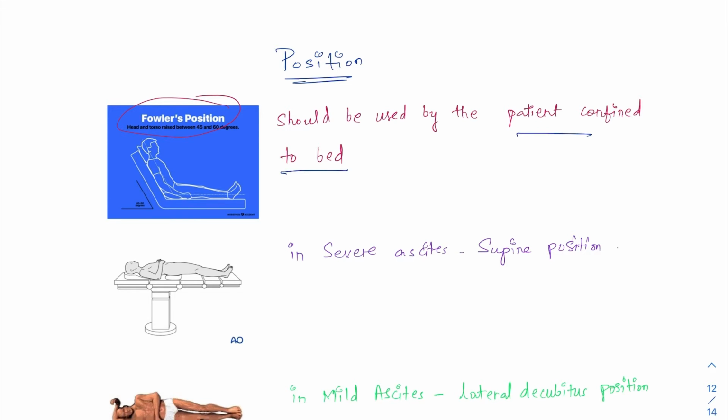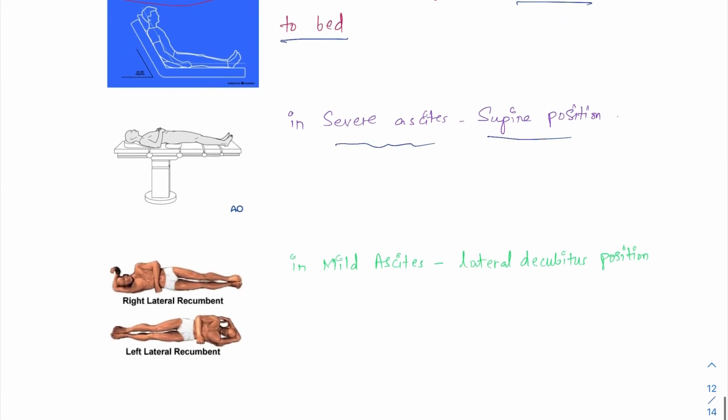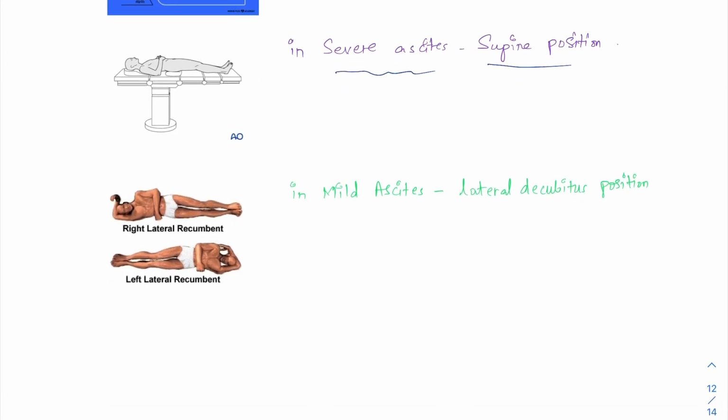And the next position, the supine position, we use for severe ascites. And the next one is for mild ascites. In the case of mild ascites, we use the lateral decubitus position. It may be right or left.